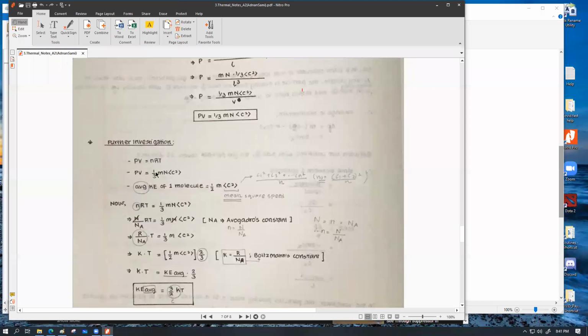Here PV is the same. 1/3 is a numerical constant. m is the mass of one gas particle. Capital N is the total number of gas particles, which can be calculated by mole number times Avogadro's constant. And c² is the mean square velocity of those particles. Average kinetic energy of one molecule can be given by ½mc², because c² is the mean square speed, and this equals (c1² + c2² + ... + cn²) divided by n.